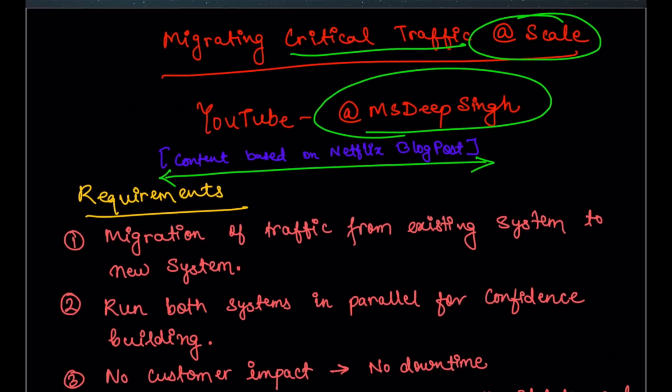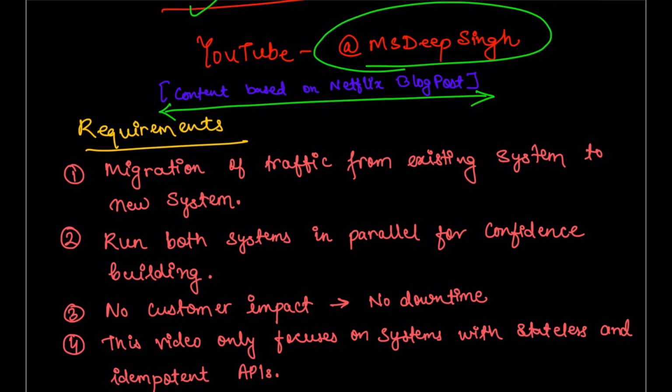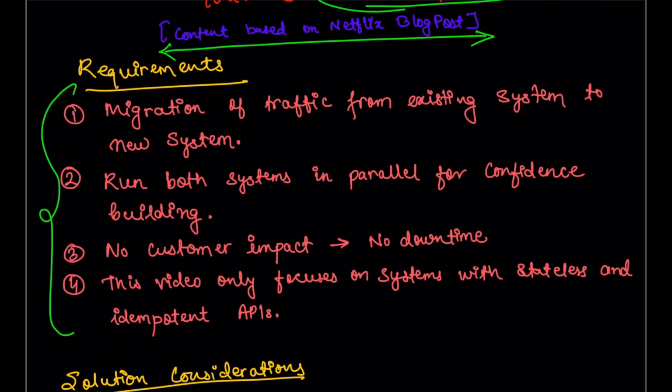So today we are discussing how we can migrate critical traffic at scale. If we look at the set of requirements, these are the set of requirements specifically to build any kind of system. Let's say we want to migrate traffic from system A to system B. Let's say there was some system enhancement that we did. This entire system was not scalable, so we re-architected it to system B, and now we want to shift this customer traffic from system A to system B.